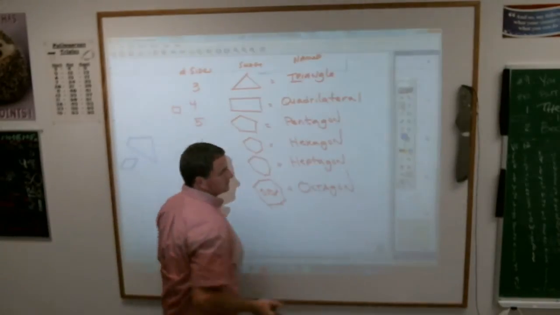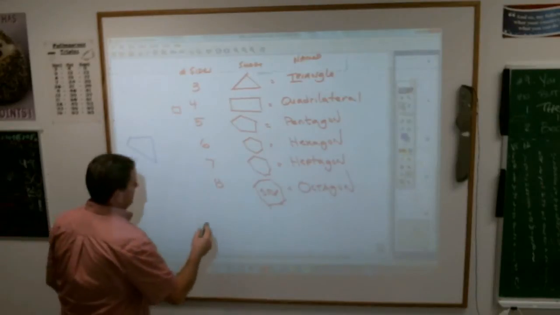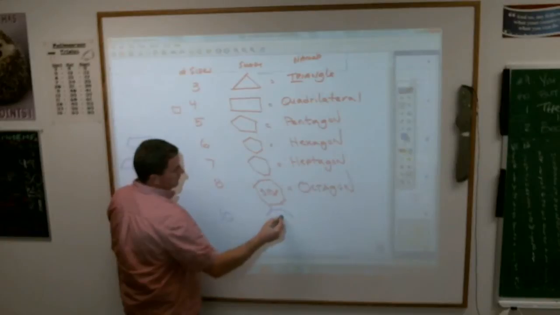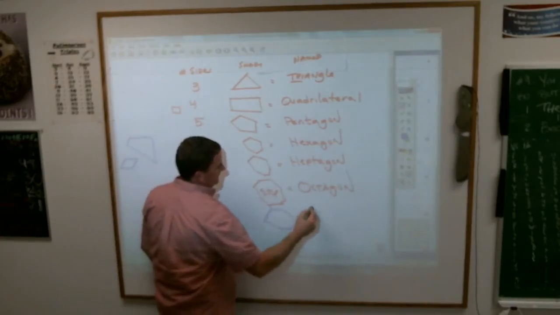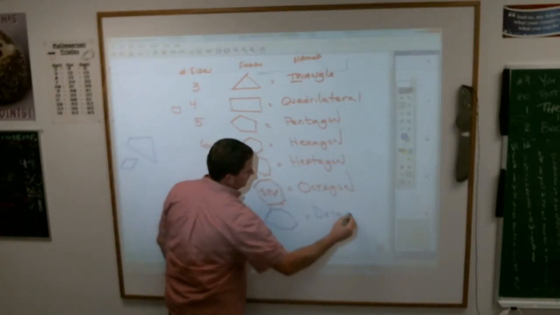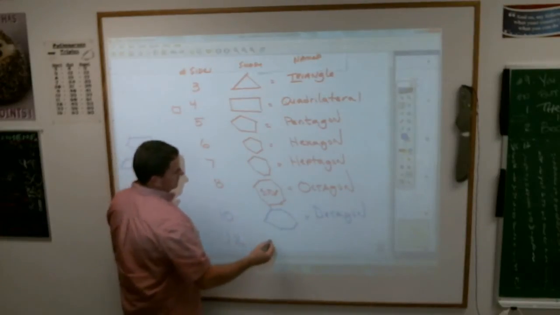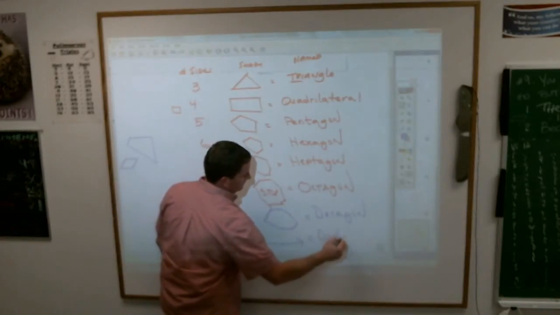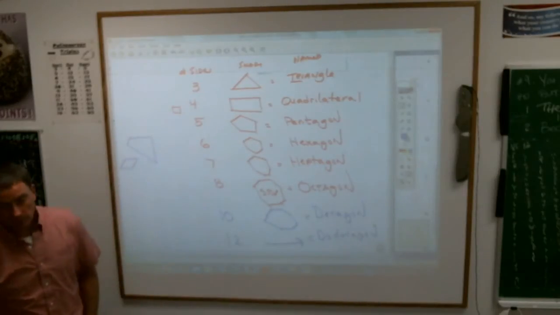A nine-sided shape. I don't think we have to do it. Don't do 9 because we don't do 9. A 10-sided shape. I don't even know if I want to try to draw this. 1, 2, 3, 4, 5, 6, 7, 8, 9, 10. A 10-sided shape is a decagon. And then the last one we talked about is a 12-sided shape, which is a dodecagon. There's an are-you-smarter-than-a-5th-grader question. A dodecagon.